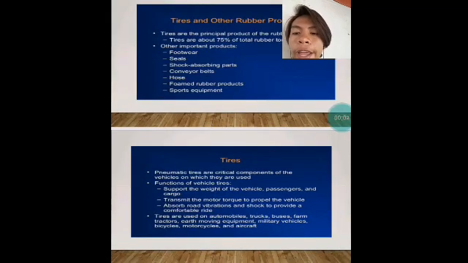Next, tires. Pneumatic tires are critical components of the vehicles in which they are used. Function of vehicle tires: support the weight of the vehicle, passengers, and cargo. Transmit the motor torque to propel the vehicle. Absorb road vibrations and shock to provide a comfortable ride. Tires are used on automobiles, trucks, buses, farm tractors, earth-moving equipment, military vehicles, bicycles, motorcycles, and aircraft.